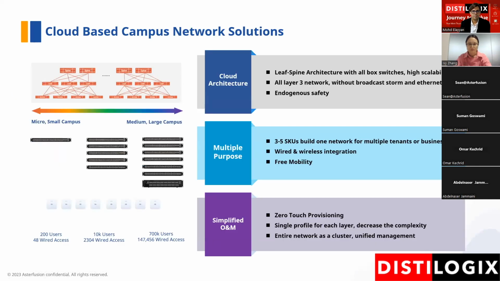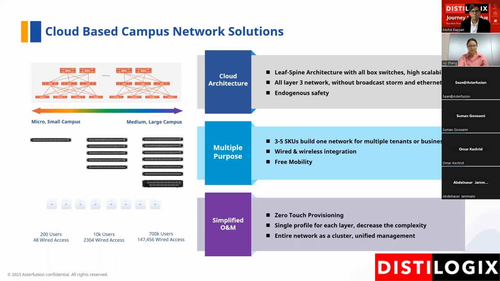Actually, Asterfusion is the first vendor to bring SONiC into campus network. We also use a leaf-spine cloud architecture to build our campus solution. The scale of the cloud network can be as small as less than 200 terminals and 48 wired ports with a single device, or can be as large as more than 700K users and 147K wired ports with a multi-layer cloud network.